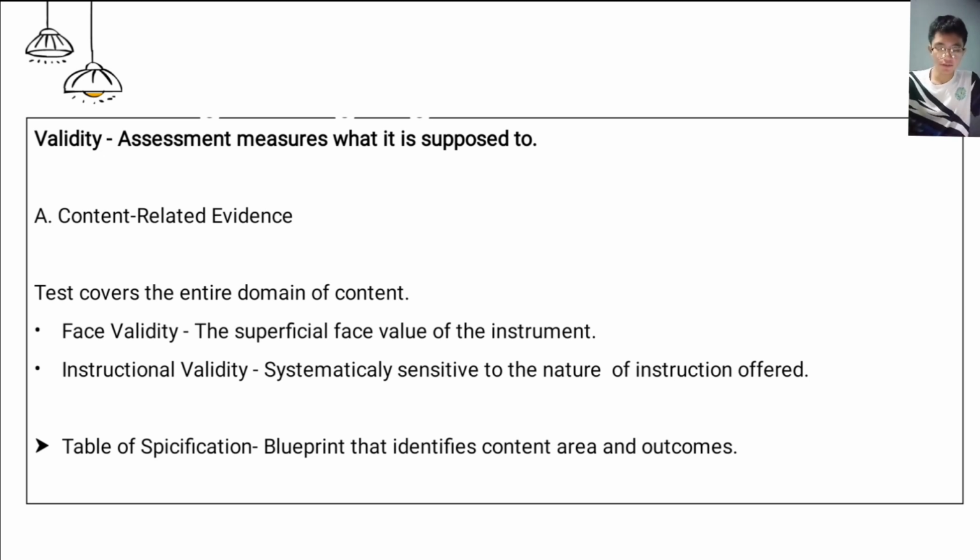First, we have the content-related evidence. This validity pertains to the extent to which a test covers the entire domain of content. So this is about what you teach is what you assess. If your summative test covers 4 topics, then it is only valid to get questions from each topic. For example, you are a teacher of grade 7 students. In the first quarter, you have covered 4 lessons. So you get questions from each lesson in your assessment to make your assessment valid.